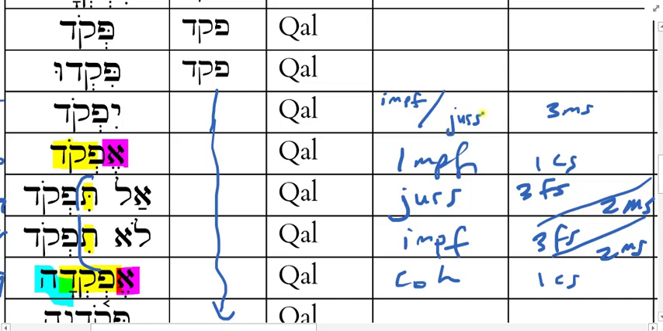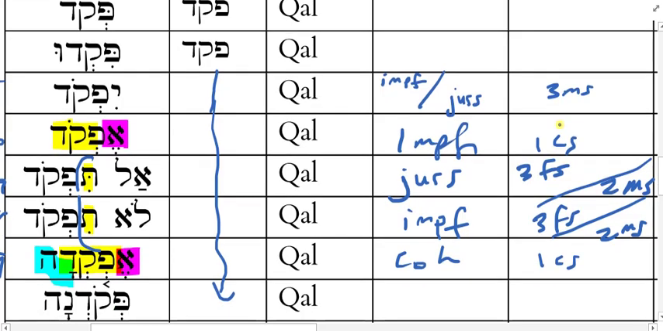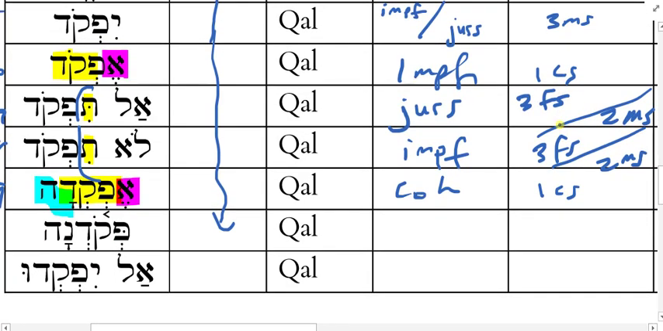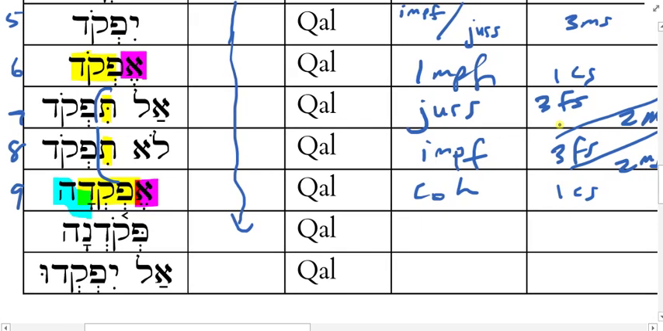So now, if it's an imperfect 3MS, how will you translate that? He will appoint. If it's a 3MS jussive, how will you translate it? May he appoint or let him appoint. Yep, good. Number 11, the last one, has al yifkedu. So you can tell me whether that's an imperfect or a jussive, can't you? Which one is it? Oh, you didn't even hesitate. That's good. All right.